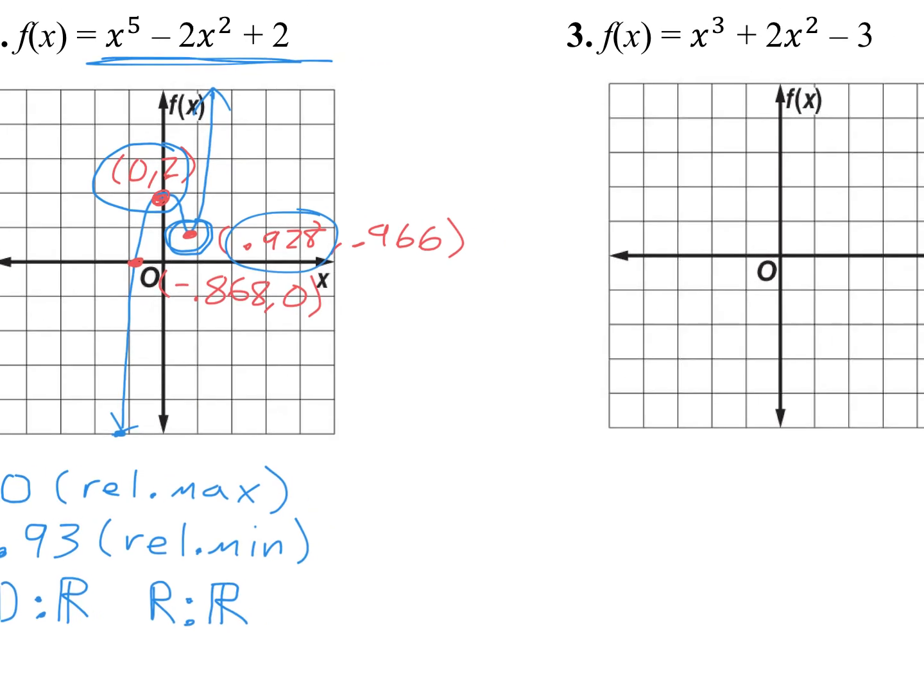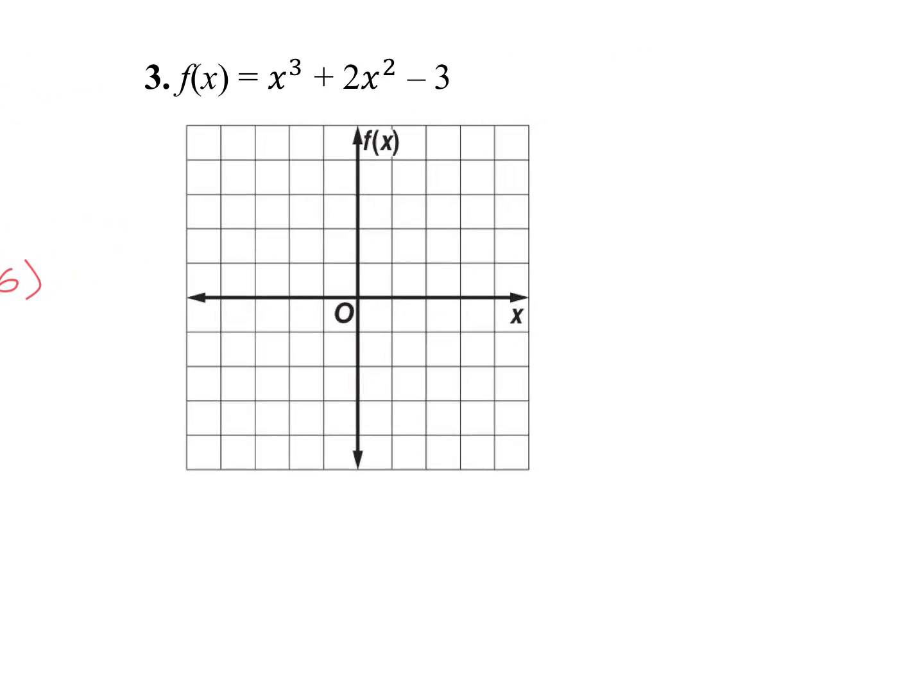Okay, one more. So in a different box, or erase what you had in the previous box. In Desmos, type x, and then Shift 6 to get into the exponent. X to the 3rd plus 2x squared minus 3.